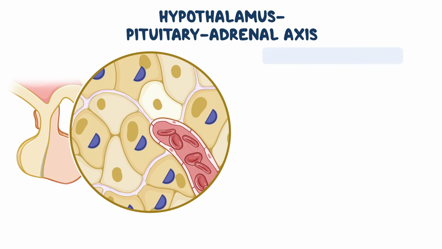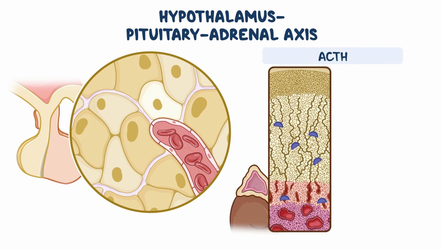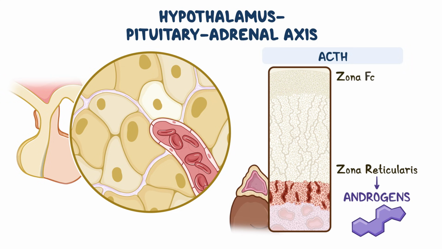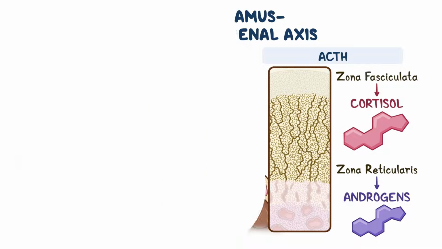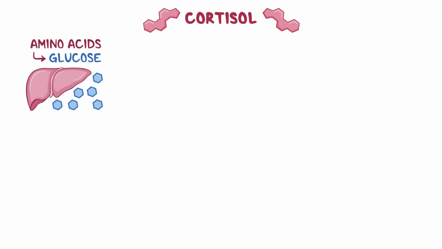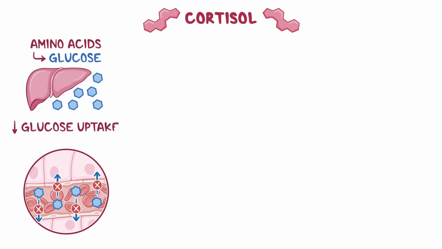On the flip side, ACTH travels through the bloodstream to the adrenal glands, where it stimulates the zona reticularis to release androgens and the zona fasciculata to release cortisol, which plays a big role in metabolism. On one hand, cortisol signals the liver to convert amino acids into glucose. On the other, it reduces glucose uptake in peripheral tissues. Together, these actions raise blood sugar levels.